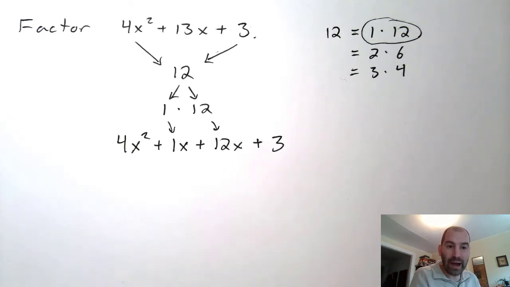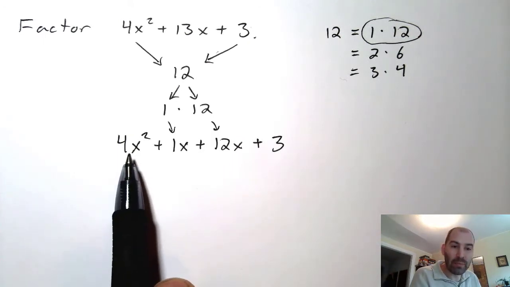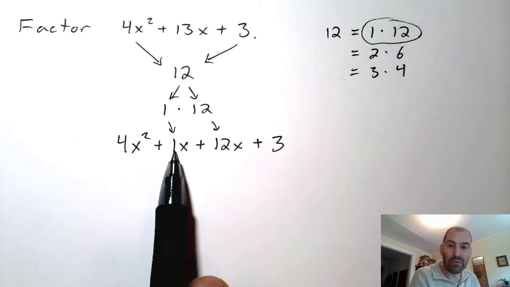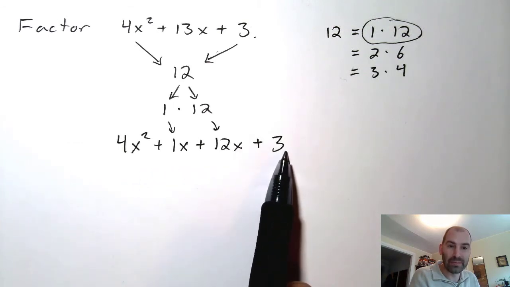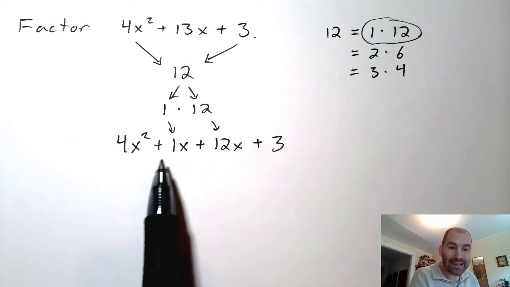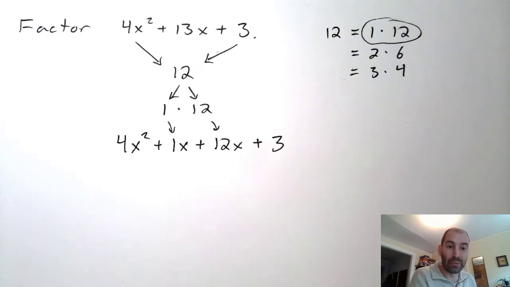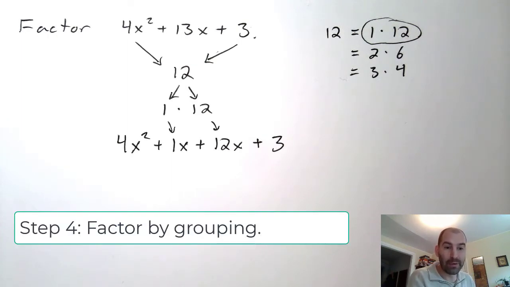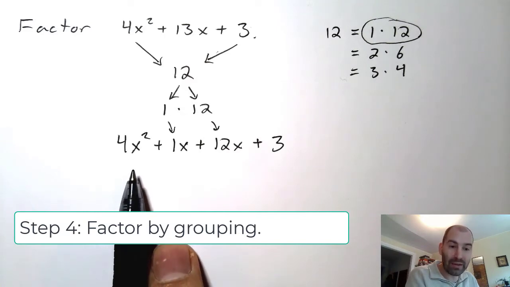But where are we now? Well, now we have not a trinomial, but a polynomial with 4 terms. That is something we can try to use factoring by grouping on. Remember, factoring by grouping is exactly what we talked about in the last video. So if you need to refresh that, go back and watch that last video. But let's go ahead and apply factoring by grouping.